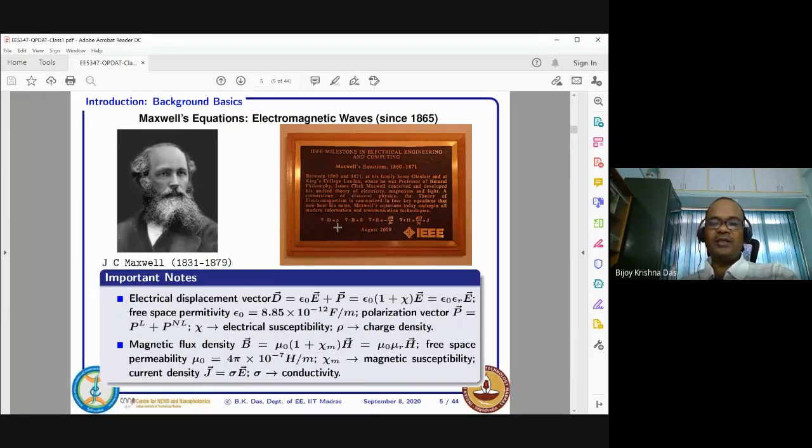So in that case, if charge is there, then you will get some kind of divergence. That means if you take the divergence of D, the displacement vector, it will be non-zero. Otherwise, it will be zero.